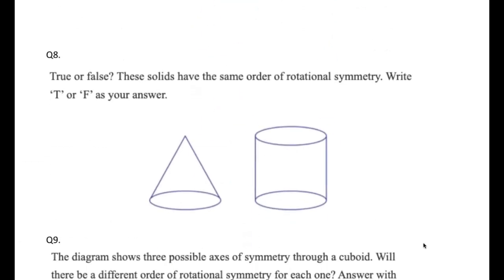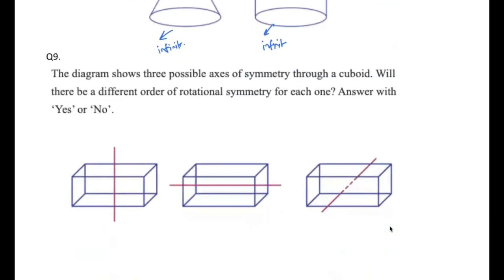These solids have the same order of rotational symmetry, right? True or false? Yes, they have the same order of rotational symmetry. The order of rotational symmetry over here is also infinite, and over here is also infinite because the bases are circles. Okay, and a circle has infinite lines of symmetry.